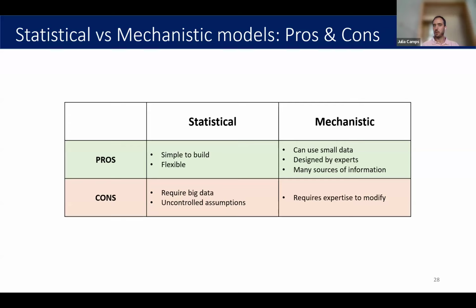whether it's sound or not with human physiology, especially when you're using it for medicine. On the other hand, mechanistic models can use small data sets, really small, just a few samples, which is an advantage that statistical models don't have. They are designed by experts, which becomes an advantage because it means they are much more controlled, and they can incorporate lots of information from different sources, including physics laws.